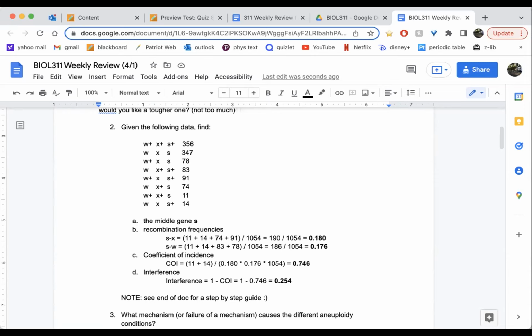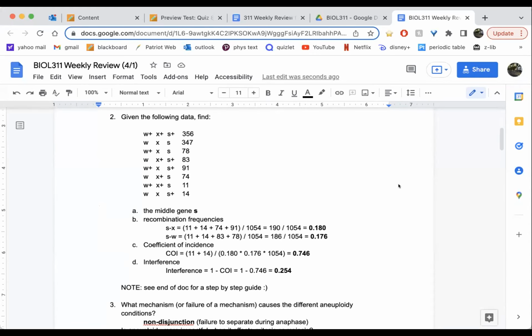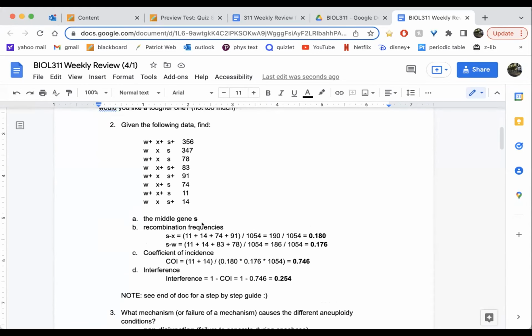Crystal, we just went over that. Basically, you have to compare all of your genotypes to your parentals, and wherever they differ and they're not the same as your parentals is going to be part of your recombination frequency.